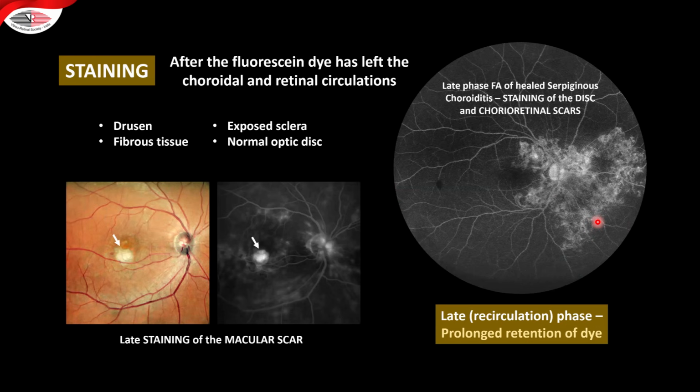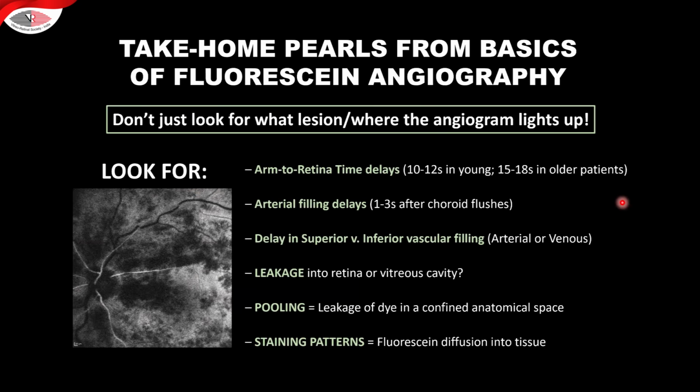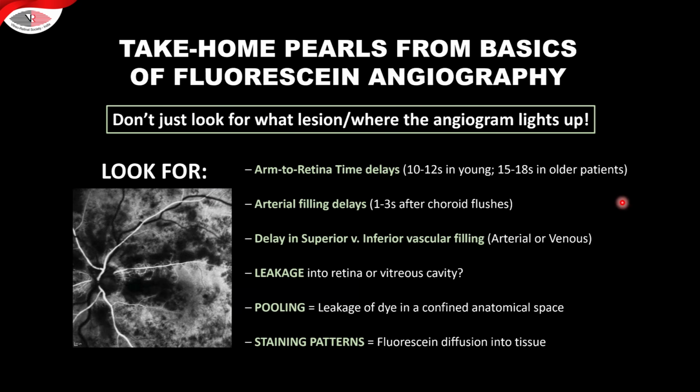And then there's staining, which could happen with a drusen, fibrous tissue, exposed sclera, normal optic disc, which is there. This is a healed serpiginous choroiditis, which is showing staining of the disc and the chorioretinal scars, which are there. So these were all the descriptions of how to interpret the fluorescein angiography.